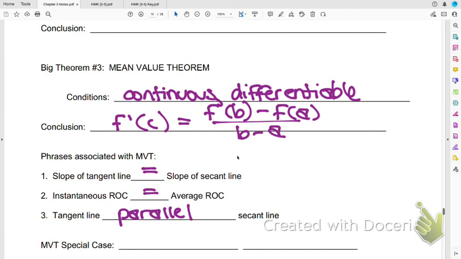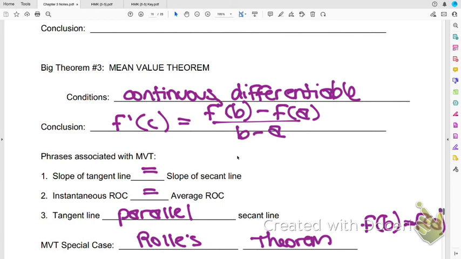And our special case for mean value theorem is Rolle's theorem. That has one additional condition on it. The additional condition is that f of b must equal f of a. It only works when the two endpoints have the same y value, right? And our conclusion of that one is that f prime of c will equal 0 somewhere in that interval. We did it.